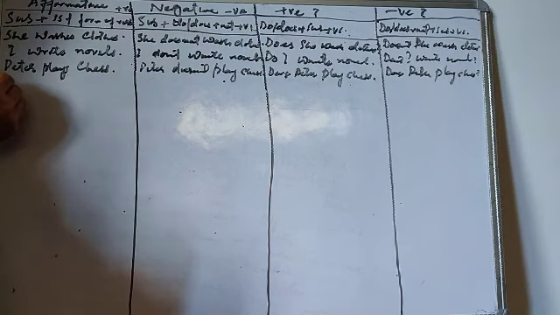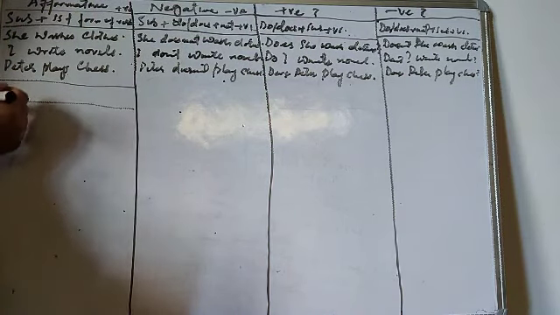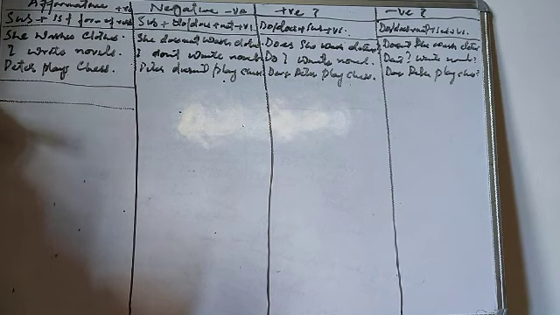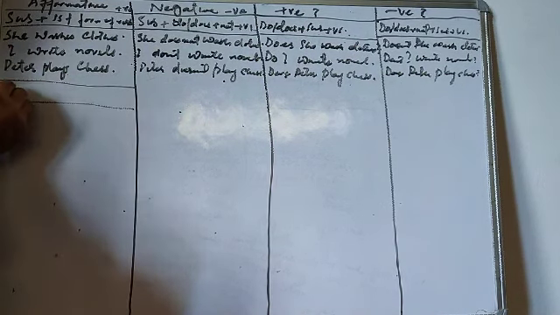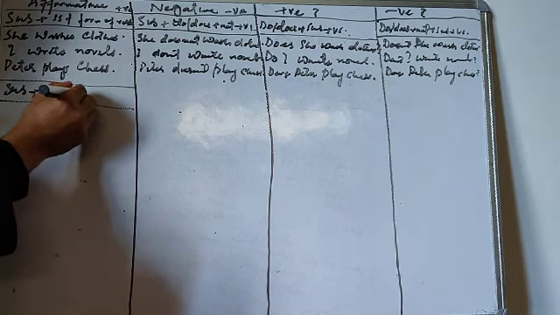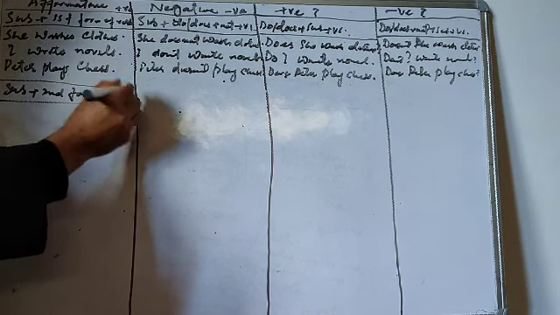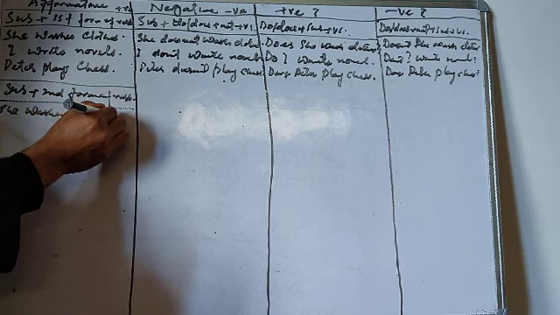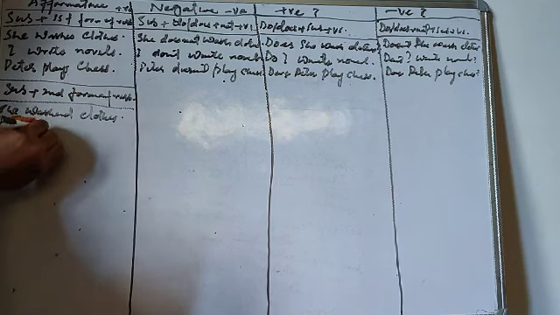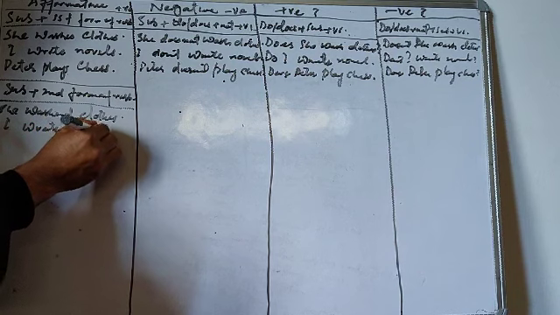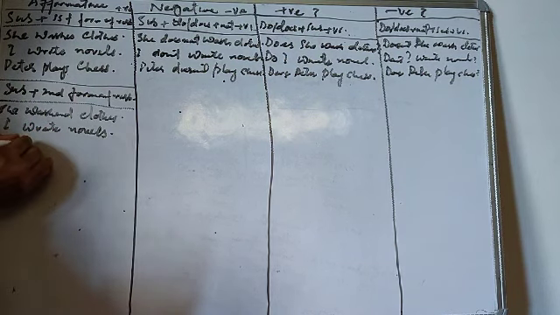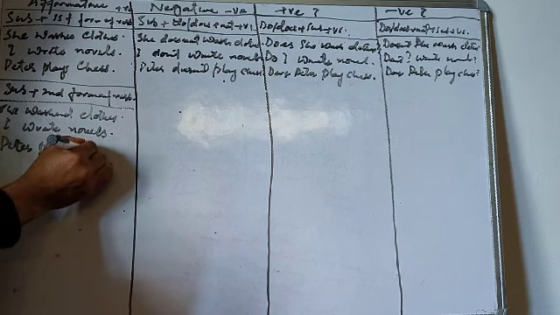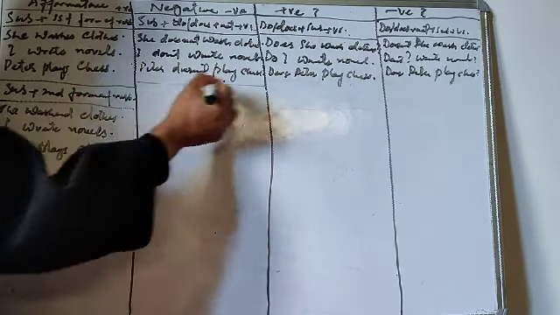Okay, let us come to its second tense. We will take a step backwards. If we have to make past indefinite tense, it will go like this: subject plus second form of verb. She washed clothes. I wrote novels. Peter played chess.